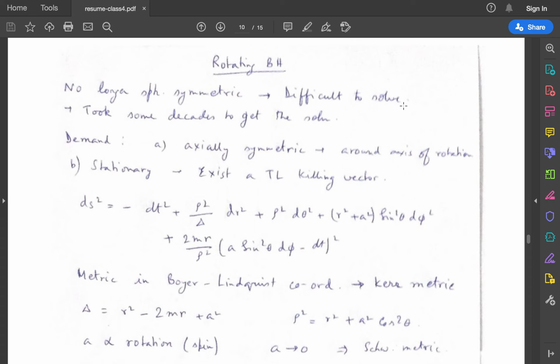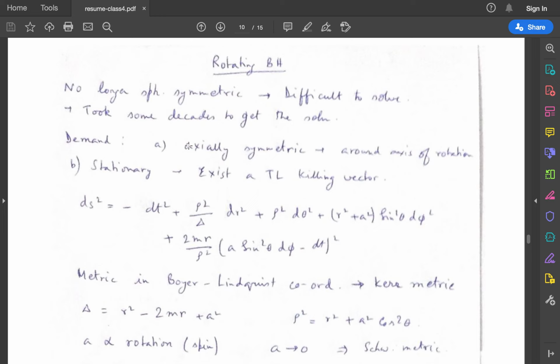The Schwarzschild metric, the Tolman-Oppenheimer-Volkoff, and the Reissner-Nordström metric were solved within maybe a decade or 15 years after the Einstein equation was written down. However, a lot of time was taken to solve the Einstein equation for a rotating black hole. So we have two demands: that the metric is axially symmetric around an axis of rotation, let us say theta equal to 0, and is stationary. Stationary means there exists a time-like Killing vector. These are the two demands that we make.